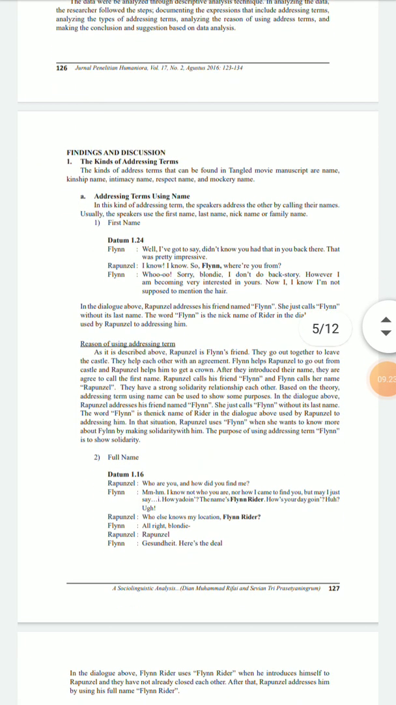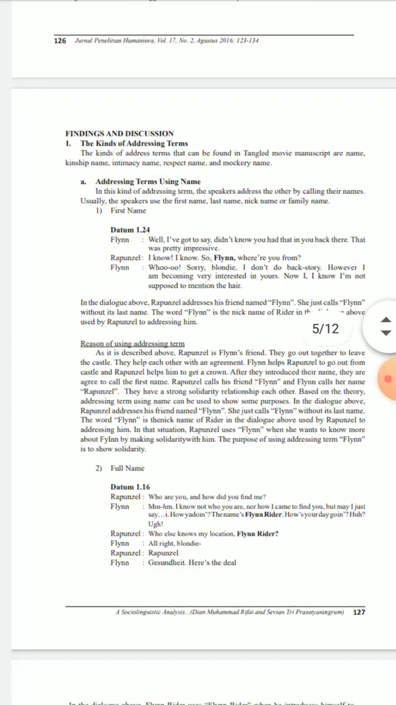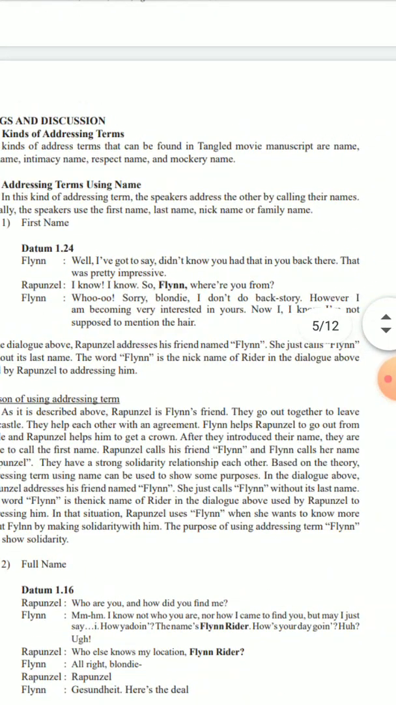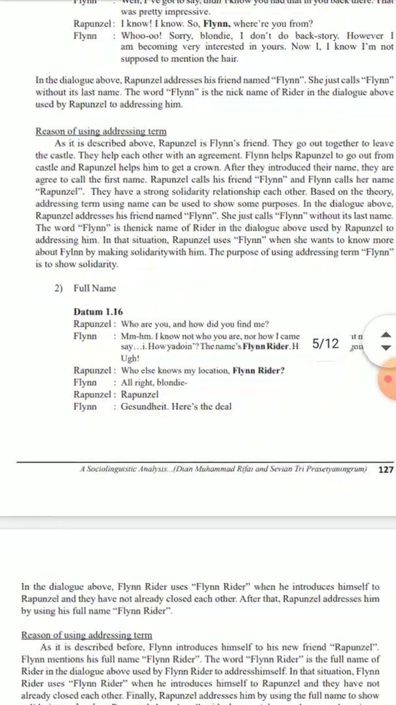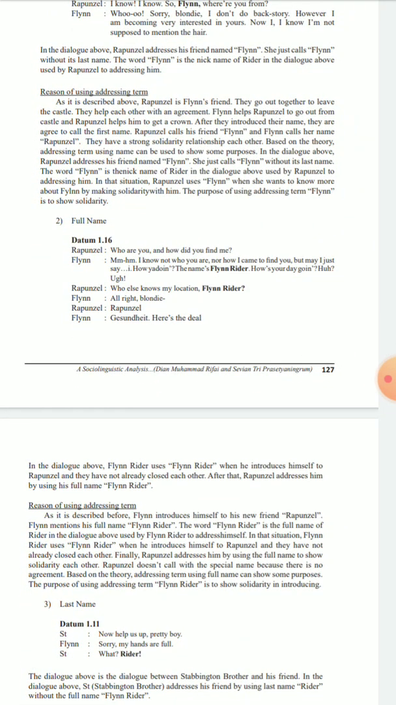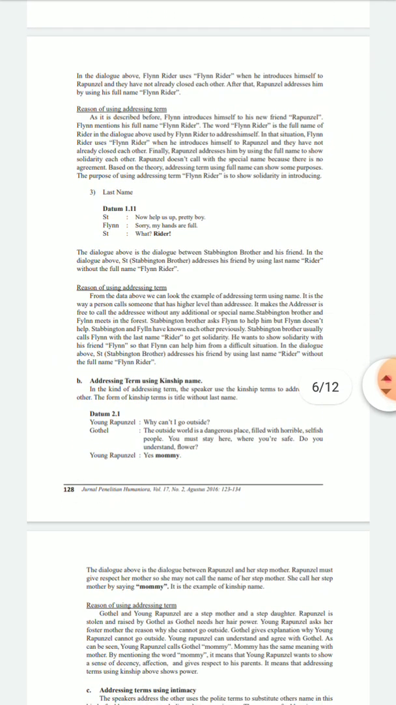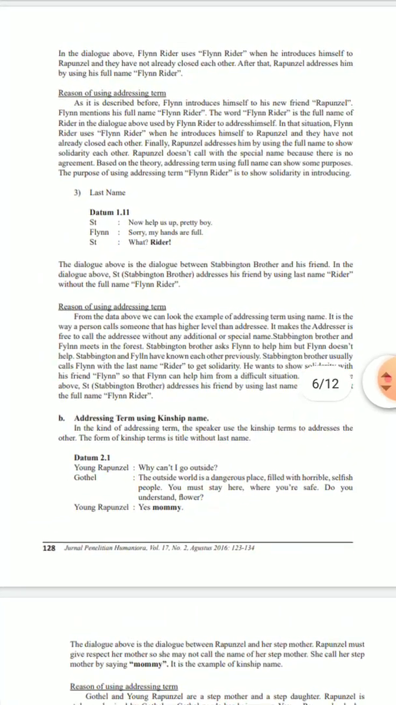This is, for example, from the manuscript in Tangled Movie. The first is using name, because someone is close or they are best friends, such as Rapunzel and Flynn. So Rapunzel just calls Flynn by name. And the second, full name. Rapunzel also calls Flynn Rider by the full name, and the third, last name, Rider, just Rider.